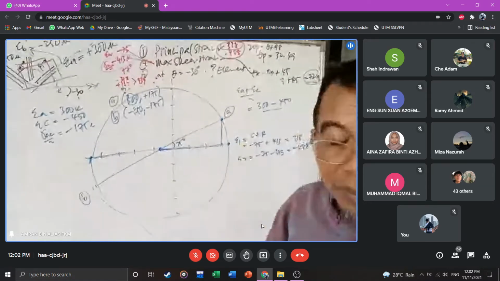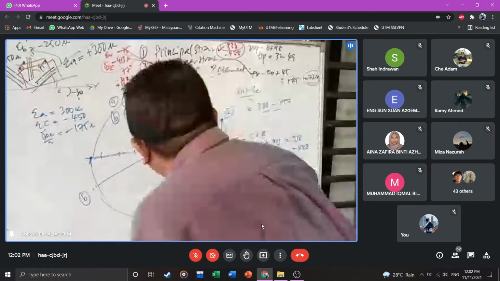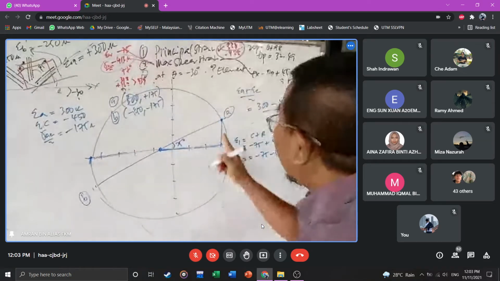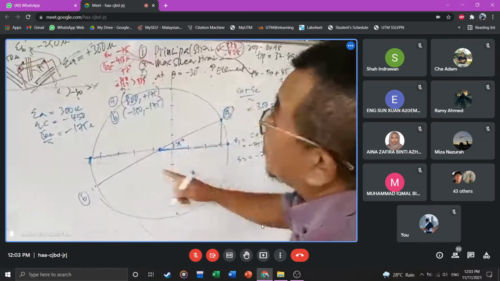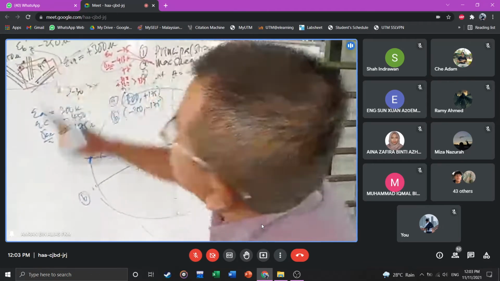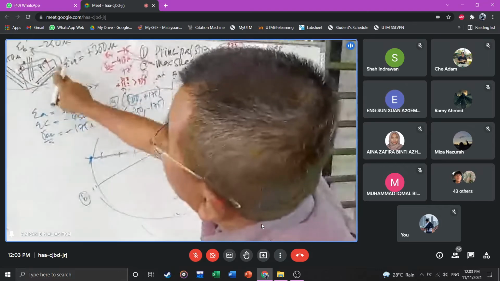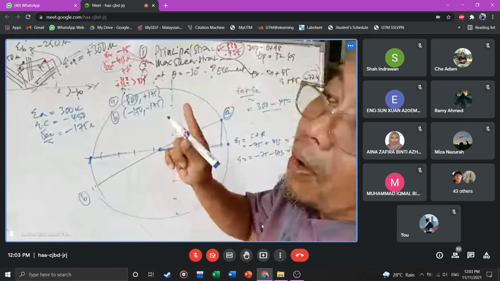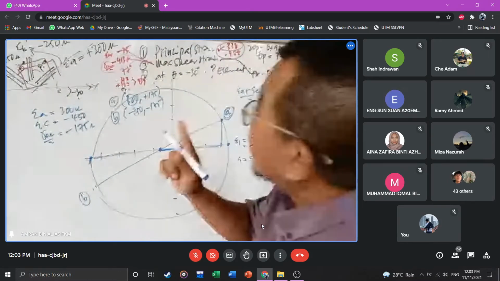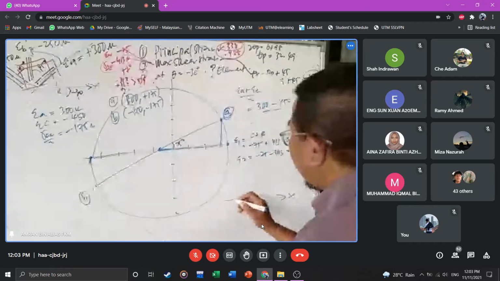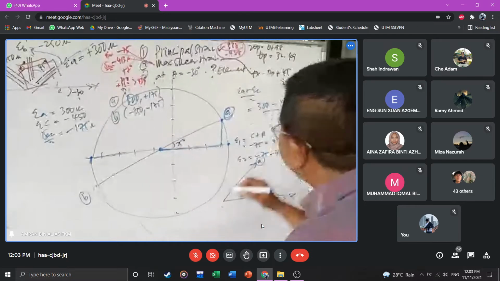Now, I want to draw the element. Okay? Look carefully. I know my A there. But my A is how many angle from X? 45 degrees from X. So that is your X. 45 degree, that is your A.